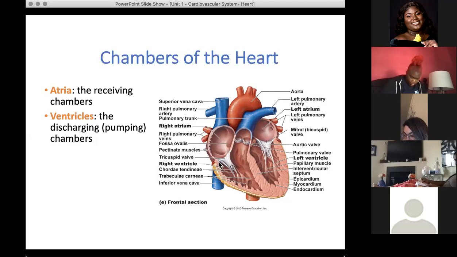that connect the cuspid valves to these papillary muscles. Remember, we said the papillary muscles are just like bundles of muscle down here in the ventricles. So these chordae tendineae connect the cuspid valves to the papillary muscles.